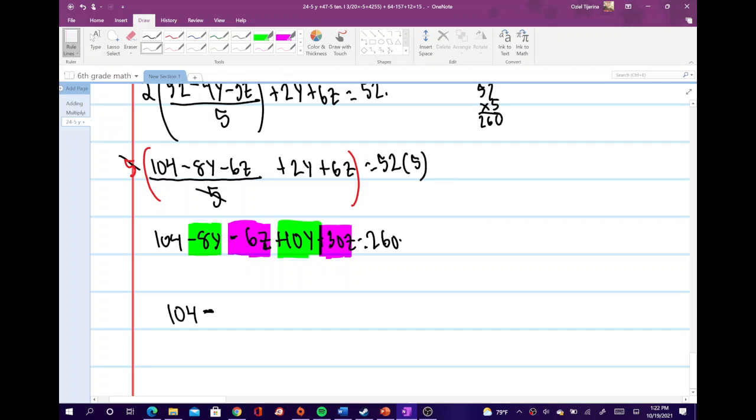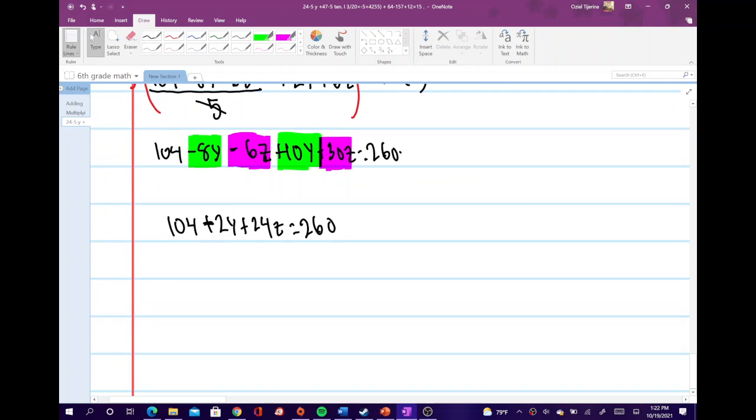So negative 8y plus 10y is 2y, right? Negative 6z plus 30z is 24z. And then basically we make it equal to 260. So the idea here is that we never want a constant on the left side. So we're going to subtract that, minus 104.